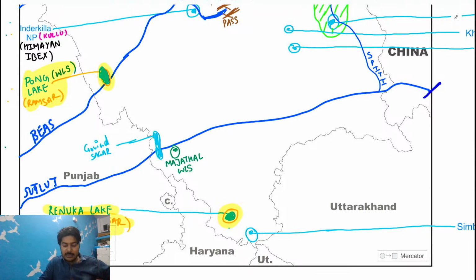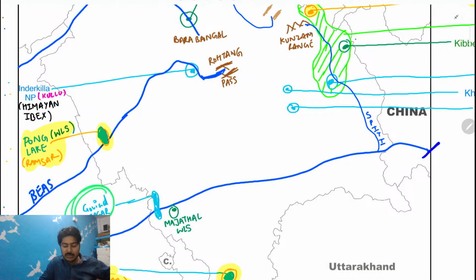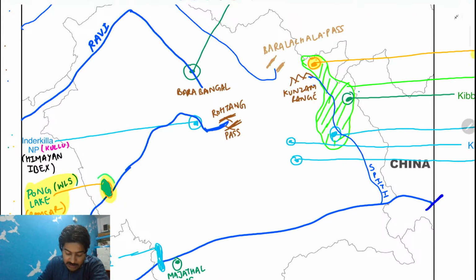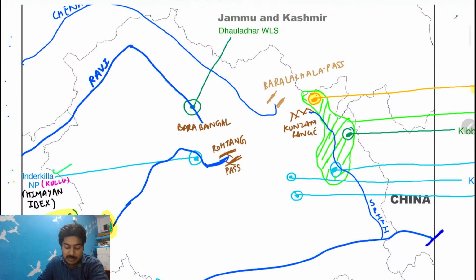And then what we have is the Govind Sagar Dam and Majatal Wildlife Sanctuary. Next we have one more Ramsar site, the Pong Lake Wildlife Sanctuary. Pong Lake Ramsar site or wildlife sanctuary. Clear? And then we have the Inderkilla National Park, which is home to the Himalayan ibex. Pangong Lake is also a Ramsar site.